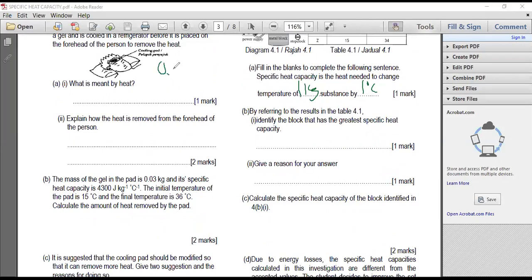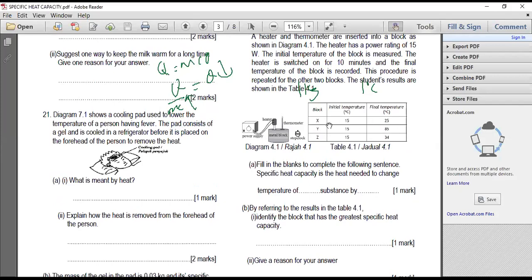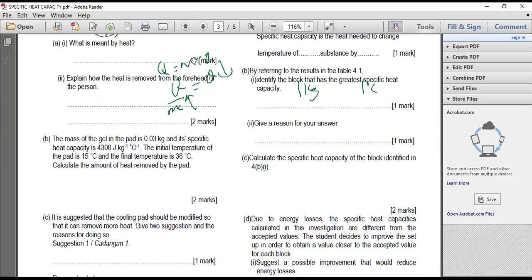If you use the formula Q equals mc theta, so Q over mc equals theta. That means higher specific heat capacity, smaller change in temperature. Smaller change in temperature is X, so the answer will be X. The reason is because of the smallest change in temperature.